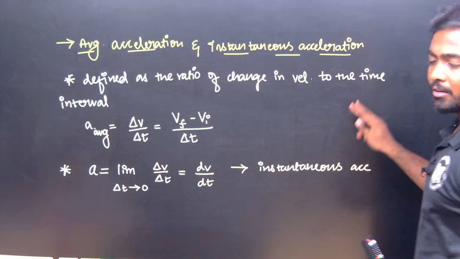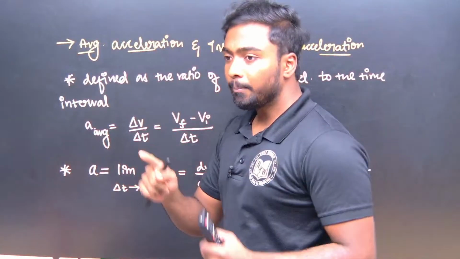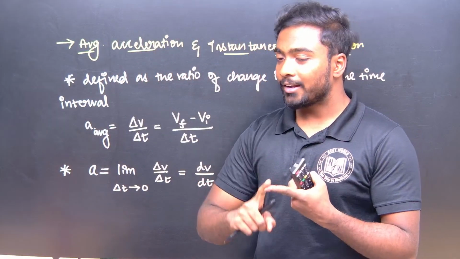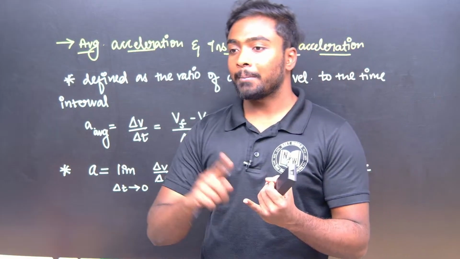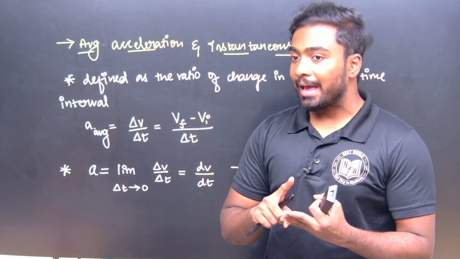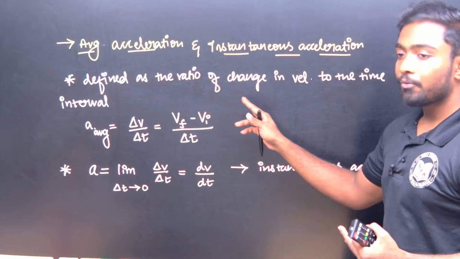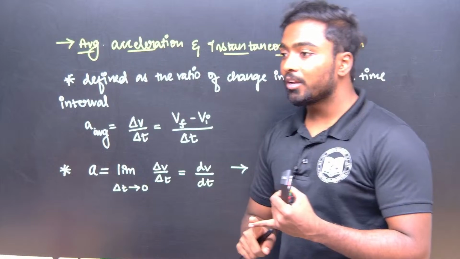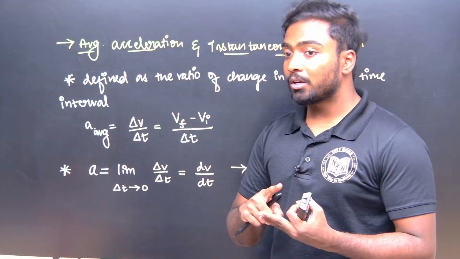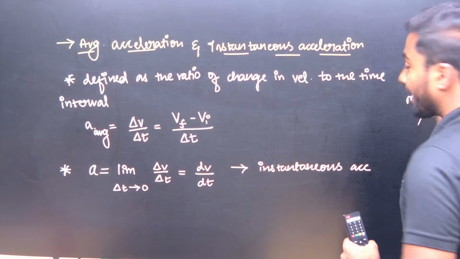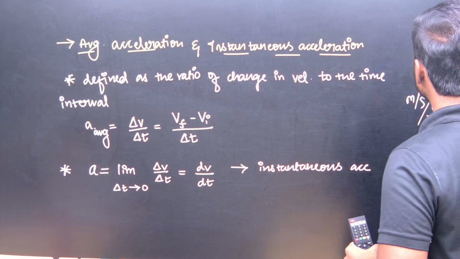Next is acceleration. First we have seen position, next displacement, next velocity, and the final thing is acceleration. Displacement is nothing but change in position, velocity is displacement by time. What is acceleration? Rate of change of velocity with respect to time, so velocity by time. Displacement unit is meter, velocity is meter per second, and acceleration is velocity by time, so meter per second divided by second, which is meter per second square.